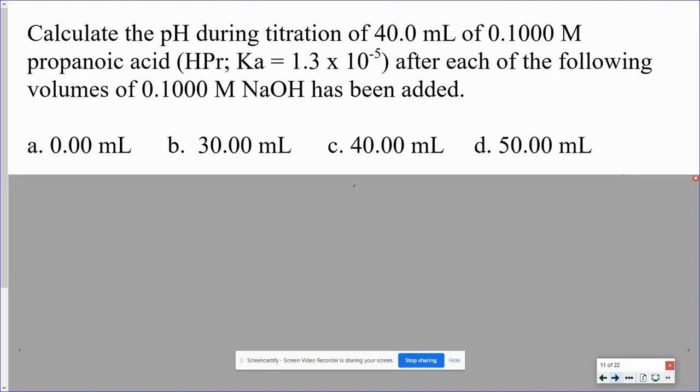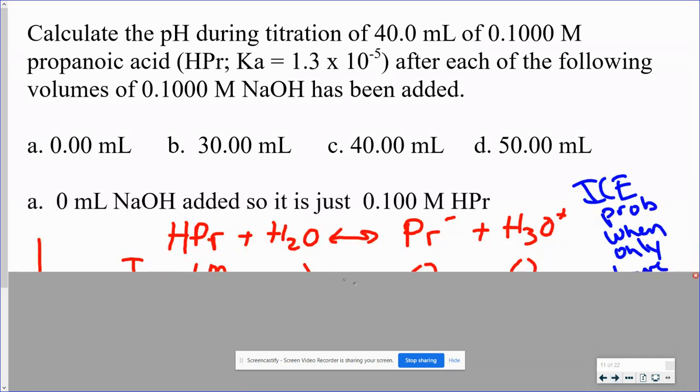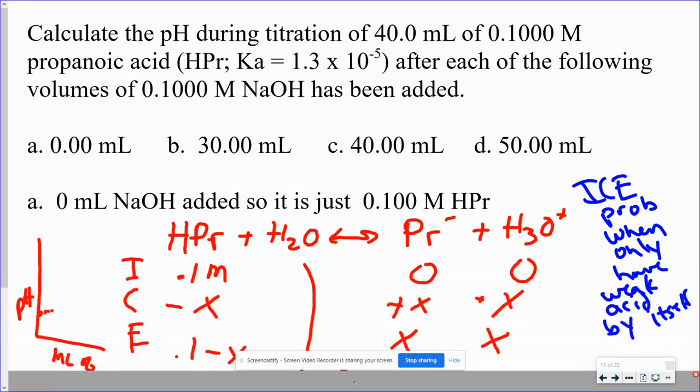So if this is our problem: calculate the pH during the titration of 40 milliliters of 0.1 molar propanoic acid, which we're just going to abbreviate HPr. The Ka is 1.3 times 10 to the minus fifth after each of the following volumes of 0.1 molar NaOH has been added. So initially, we have no NaOH added. So all we have is some 0.1 molar propanoic acid. So this is just a regular ICE problem. All we have is this weak acid that we need to find the pH of. So we set up our ICE problem.